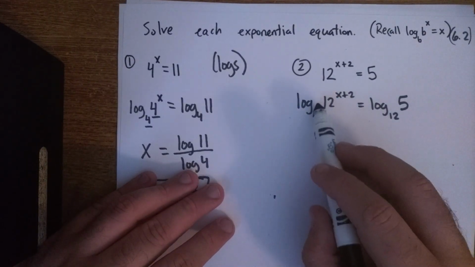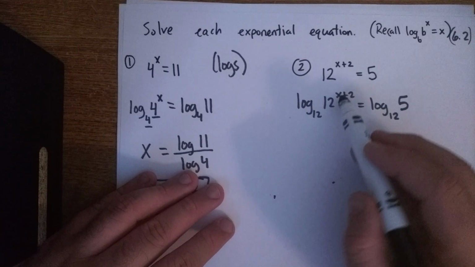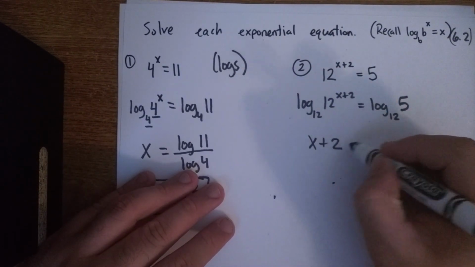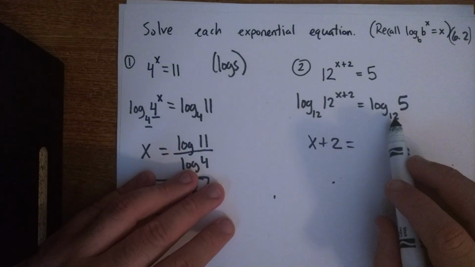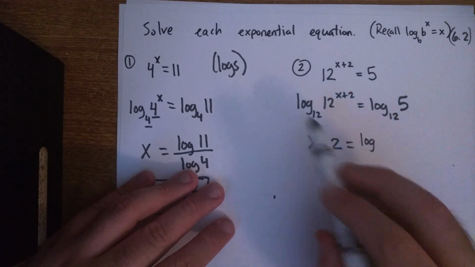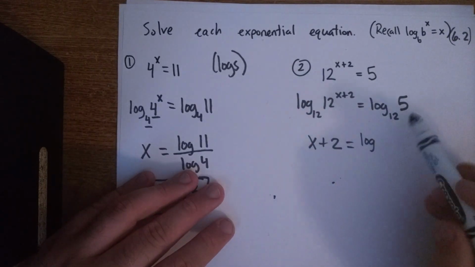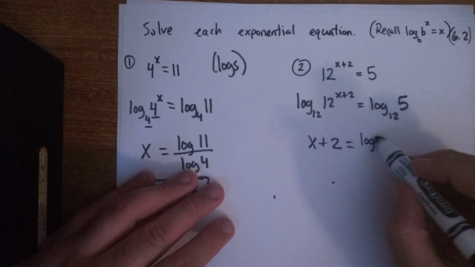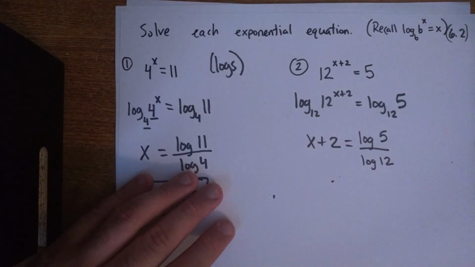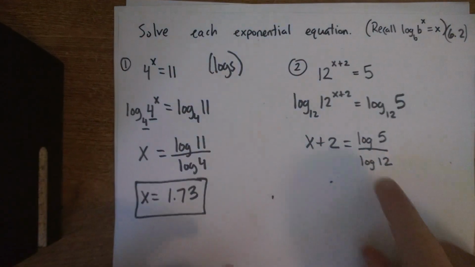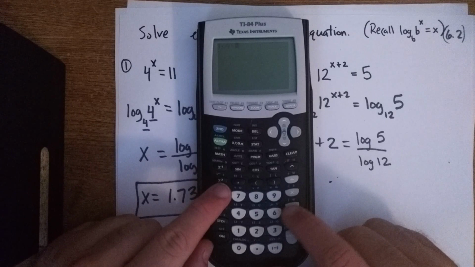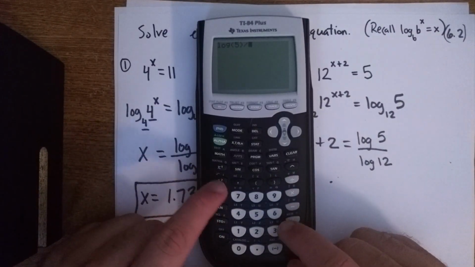What happens on the left side is this whole thing becomes our exponent. Now our exponent is not just x anymore. Our exponent is x plus 2. So we're going to bring x plus 2 down. And then we have log, and this is base 12. So what I'm going to do is, at the same time that this becomes just x plus 2, I'm going to rewrite this side as log 5 divided by log 12. Remember, that's our change of base formula. Let's go ahead and right now figure out what is log 5 divided by log 12. So we have log 5 divided by log 12.